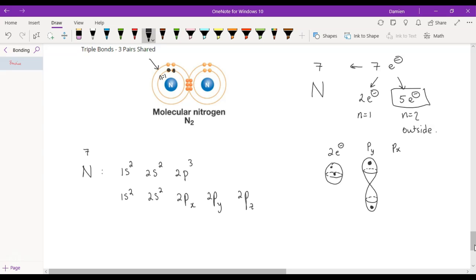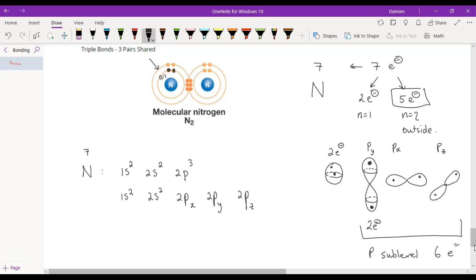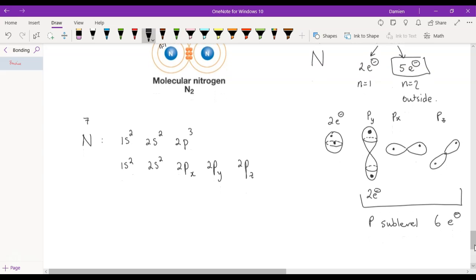You can also have the px orbital. So the px orbital is like this. And you would also have 2 electrons in there. And you can also have the pz orbital. And the pz orbital, let's say, is running along the z-axis. And you can have 2 electrons in there. So each p orbital can hold 2 electrons. But the p sublevel, in other words, all of them together, can hold 6 electrons when you put all 3 of them together. So that's just some revision of those p orbitals.